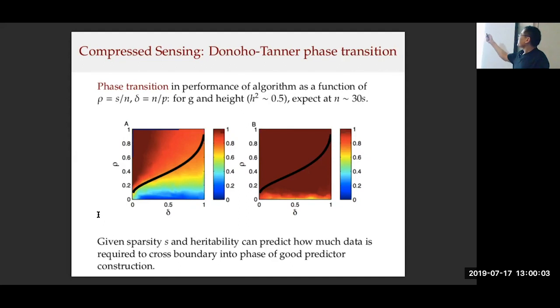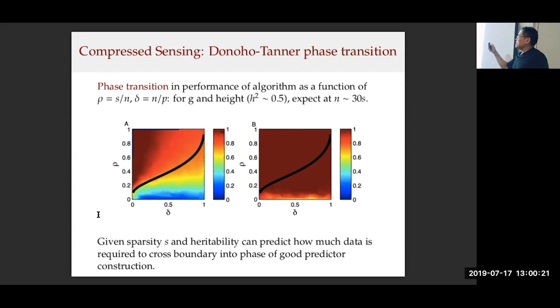And so what we showed is that the overall coefficient in this context leads to an estimate of about 30 times sparsity. So if you have a trait that has sparsity of order 10,000, then you need data of about 300,000 in order to solve it, or in order to pass through this phase boundary.